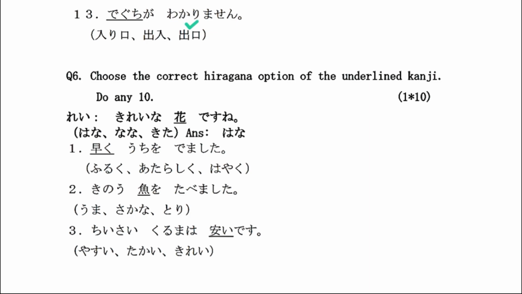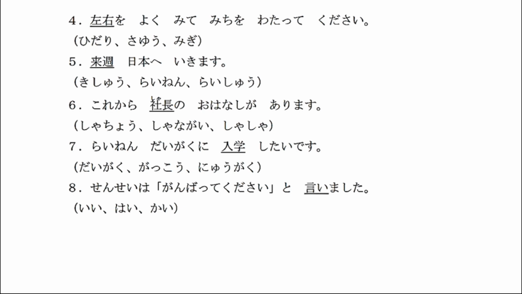In part A, the sixth question is, choose the correct hiragana option of the underlined kanji. For the first question, the correct option is hayaku, which means early. For the second question, the correct option is sakana, which means fish. For the third question, the correct option is yasui, which means inexpensive or cheap. For the fourth question, the correct option is sayuu, which means left and right.